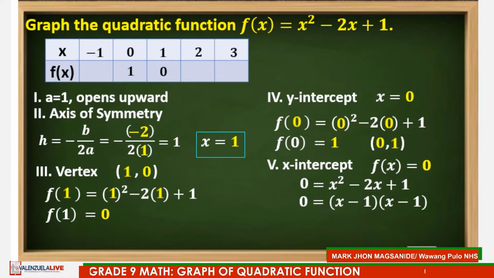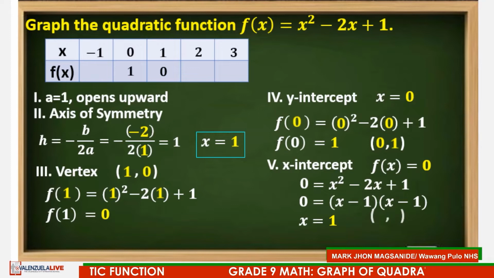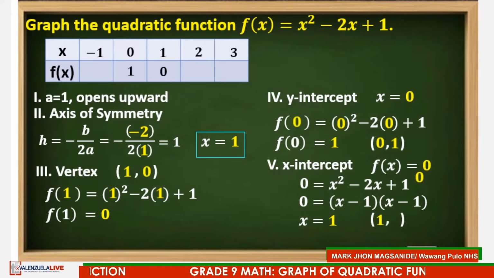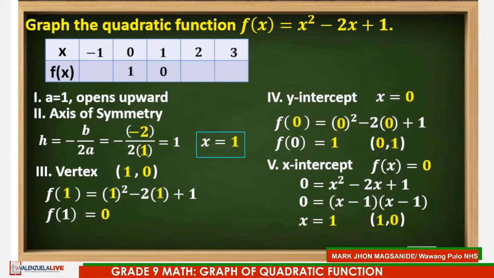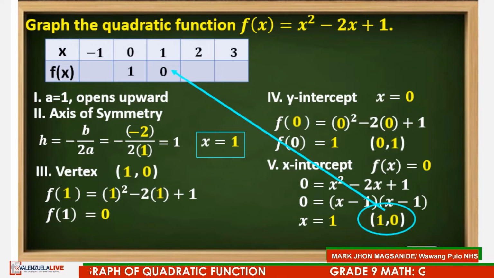With this, we have one rational root, and that is x is equal to 1 by applying the zero product property and symmetric property. Therefore, the x-intercept is (1, 0). (1, 0) is another point that lies on the parabola. Notice that the coordinates of the x-intercept and the vertex are the same. This means that the vertex of the parabola intersects the x-axis or is lying on the x-axis.